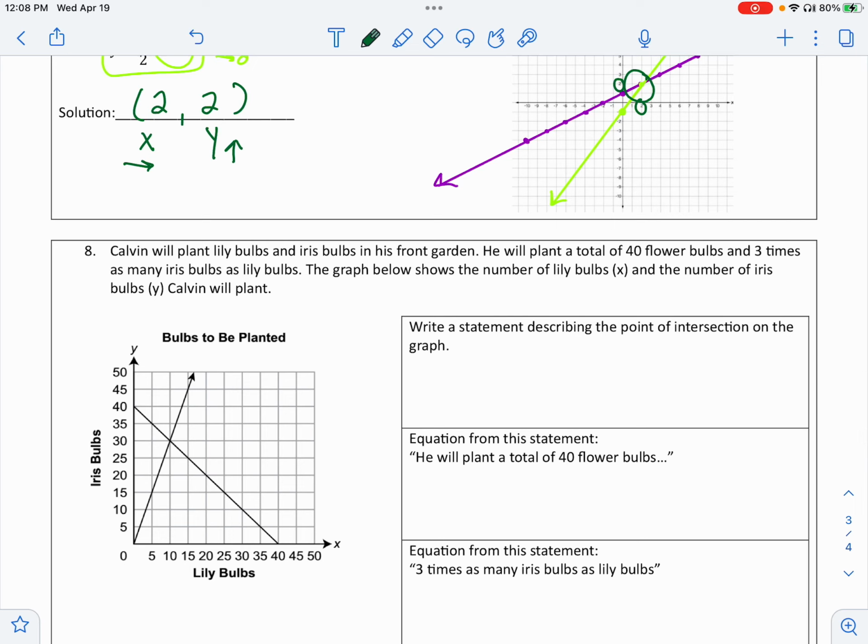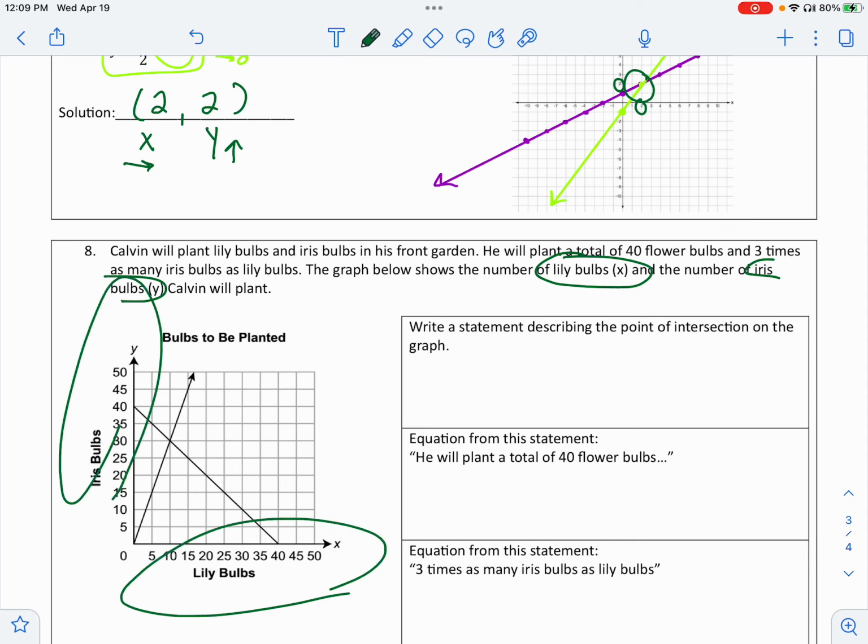Calvin will plant lily bulbs and iris bulbs in his front garden. He will plant a total of 40, and they're going to tell us what's what. They want lily to be X, and they want iris to be Y. He will plant a total of 40 bulbs and three times as many iris bulbs as lily bulbs. The graph is shown below. Lily's is X, and they already did that for you, and iris is Y. Write a statement describing the point of intersection.